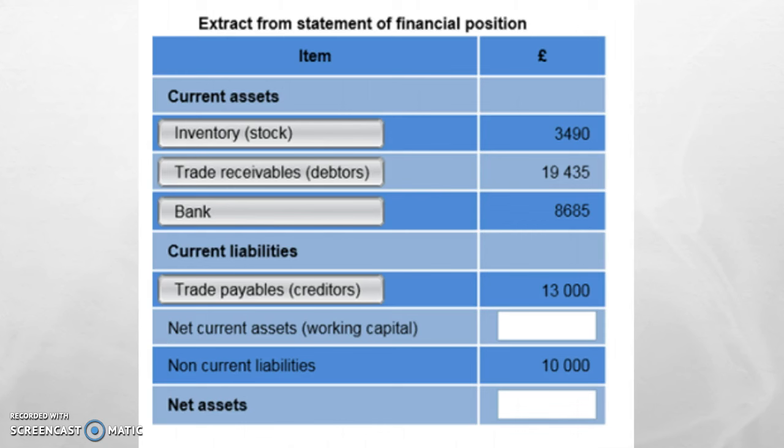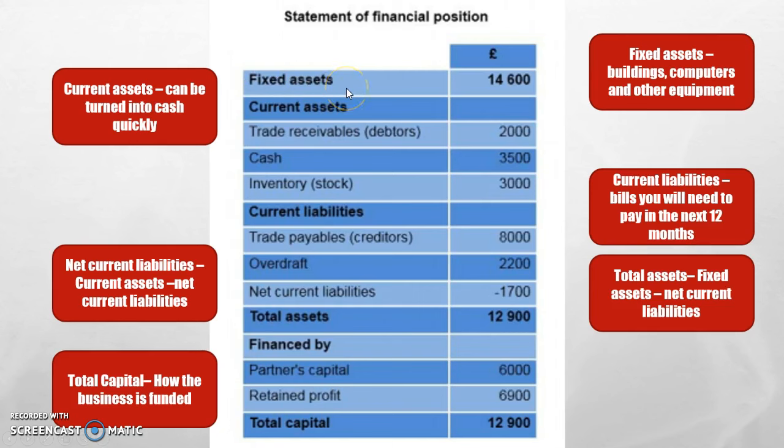So this is your statement of financial position, also known as your balance sheet. And if we have a quick look here, first thing we need to think about is what are fixed assets. So fixed assets are your buildings, your computers and your other equipment. So the things that you are not intending to sell. So an asset is something that a business owns. It's a positive thing for a business to have assets.